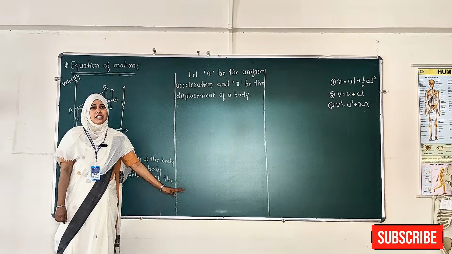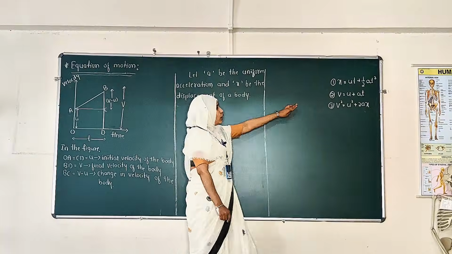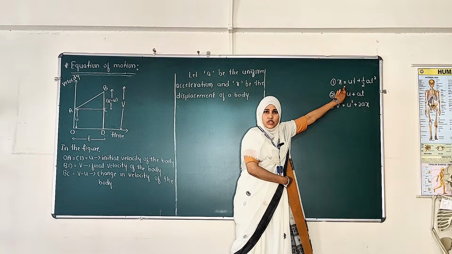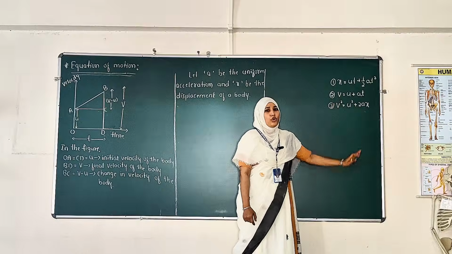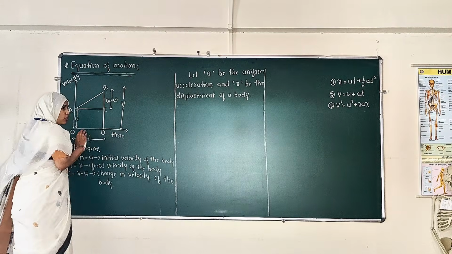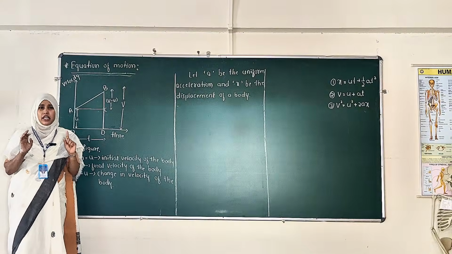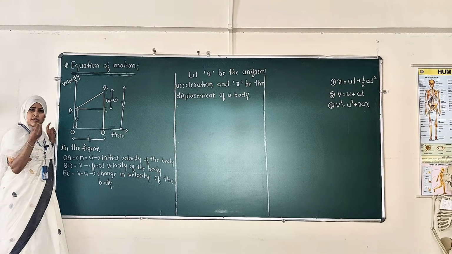Dear student, in the last class we derived the first equation of motion, that is X is equal to UT plus half AT square. Now we will move on to the second equation of motion, V is equal to U plus AT. Okay. Now for this again we require the graph of uniform acceleration, the velocity versus time graph. I draw. Again the terms are same.